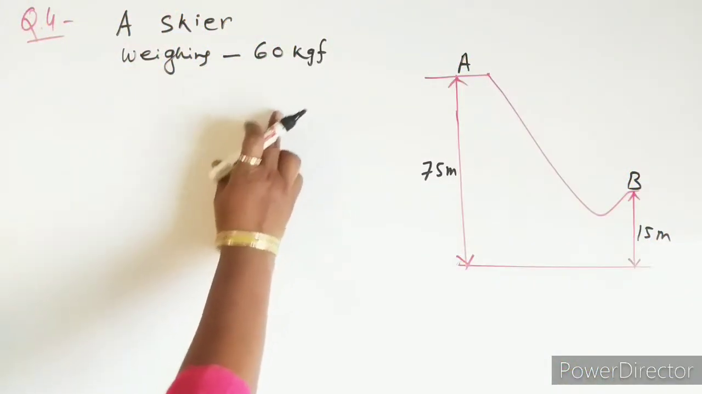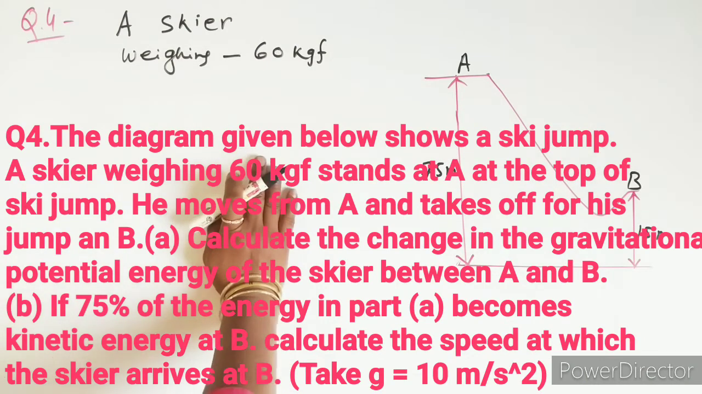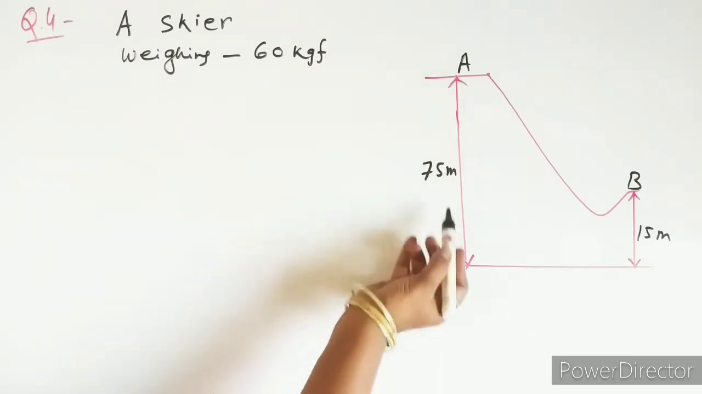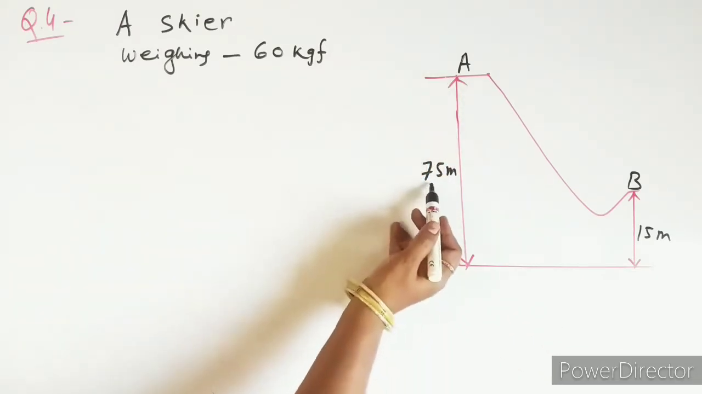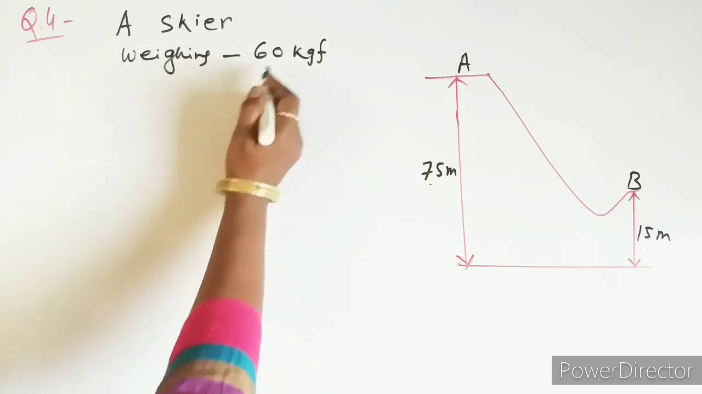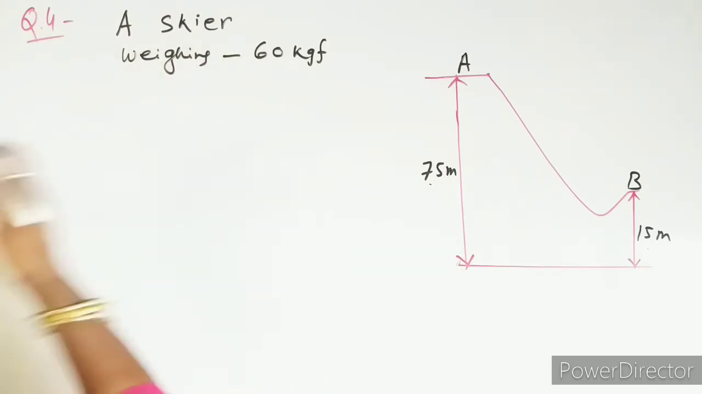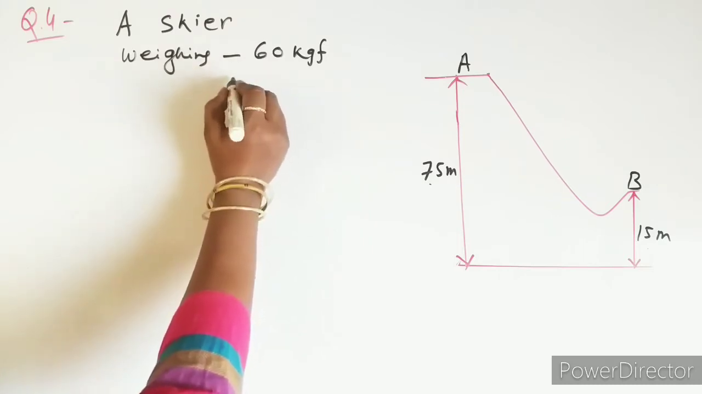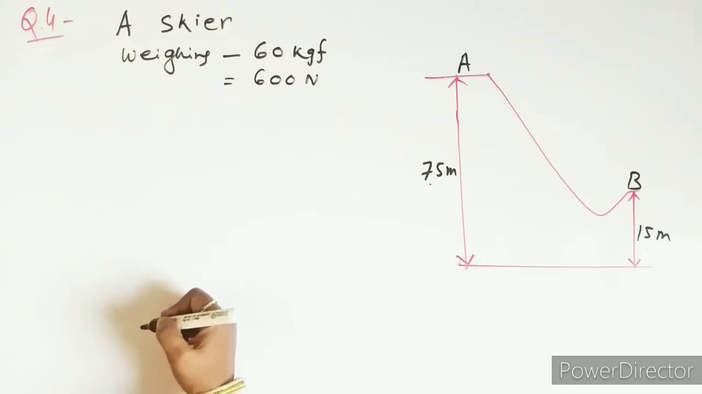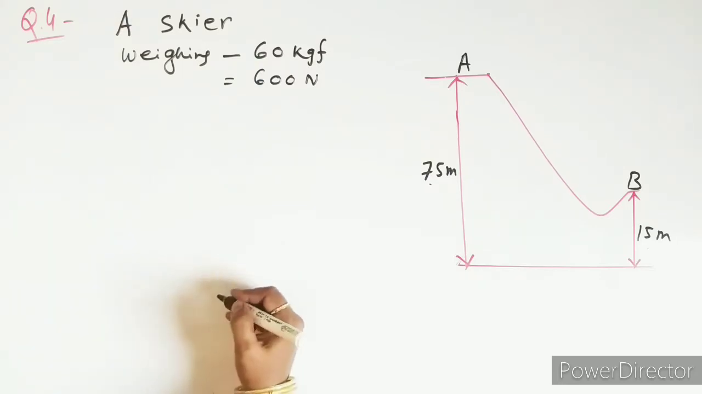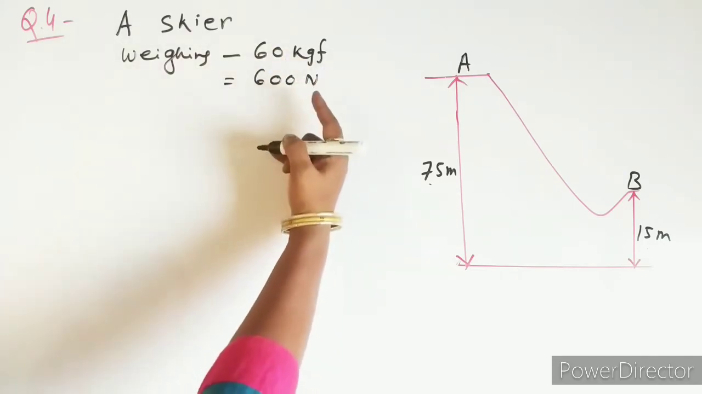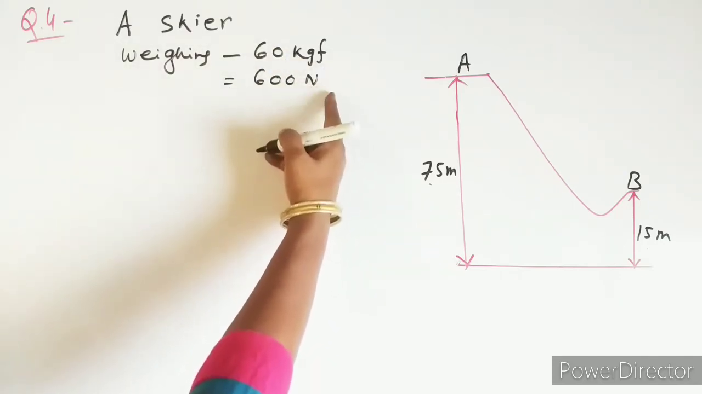Now question 4. Here it is a stair jumper, from height A to height B. A is 75 meter, and B is 15 meter. The weight is given as 60 kgf, so it can be taken as 600 Newton. Here g equal to 10 meter per second square can be taken, because 1 kgf equal to 10 Newton, no? So accordingly we can go for it.